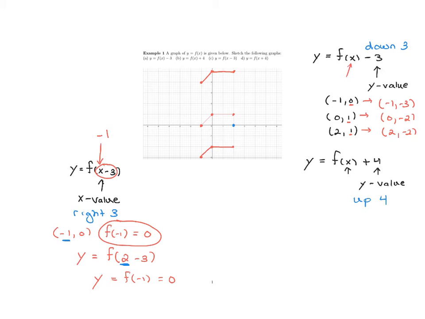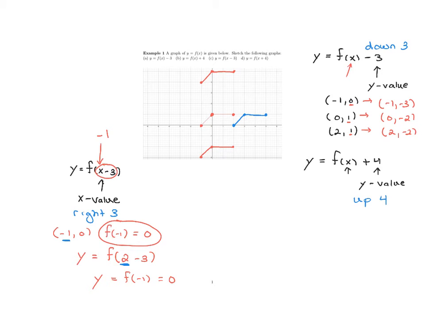What happens is the whole graph goes 3 places to the right. So now if you look at the point, if we go back to the point 0, 1, and this point goes 3 places to the right, it ends up here. You can actually just count over. And likewise, the point that's at 2, 1, if this goes 3 places to the right, it's going to end up at 5, 1. And if I connect these, this is the graph that I get.